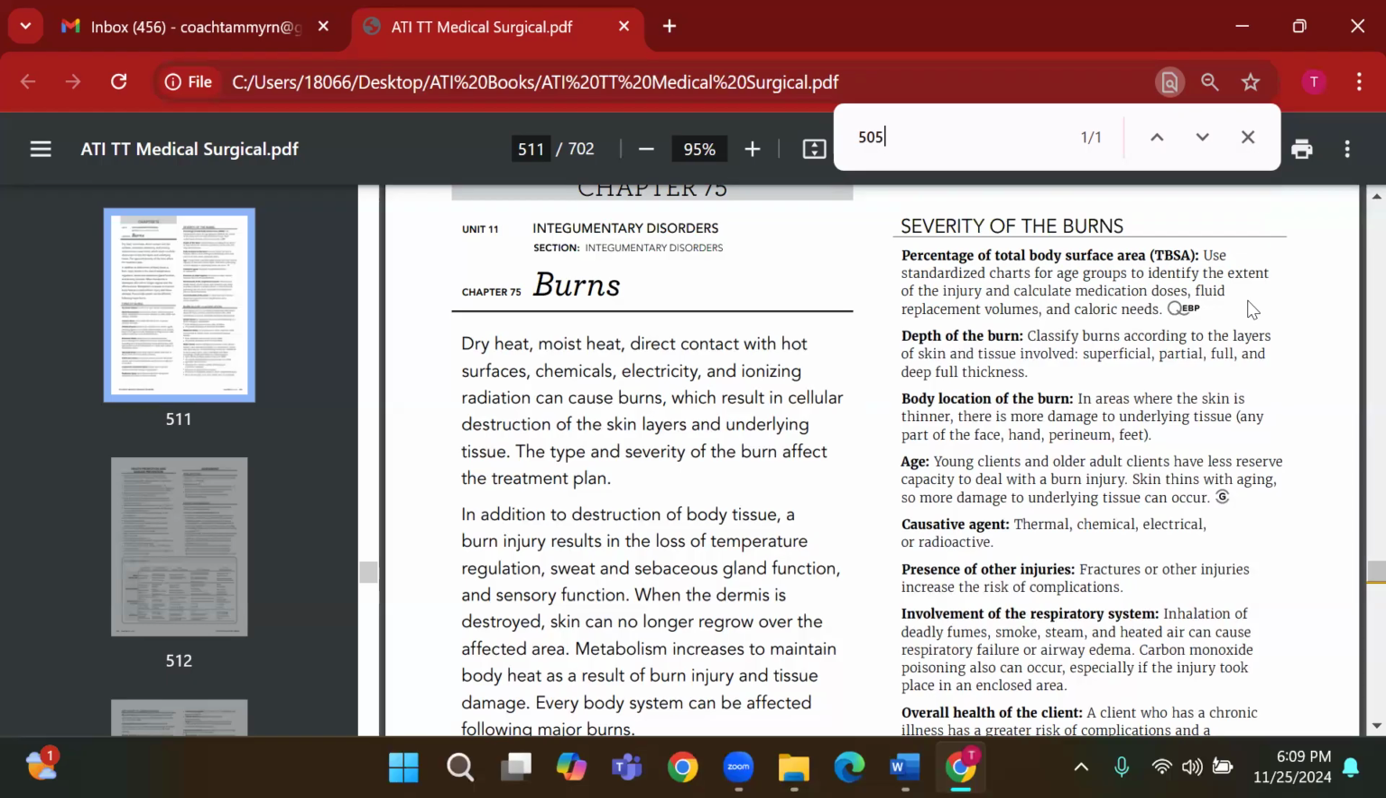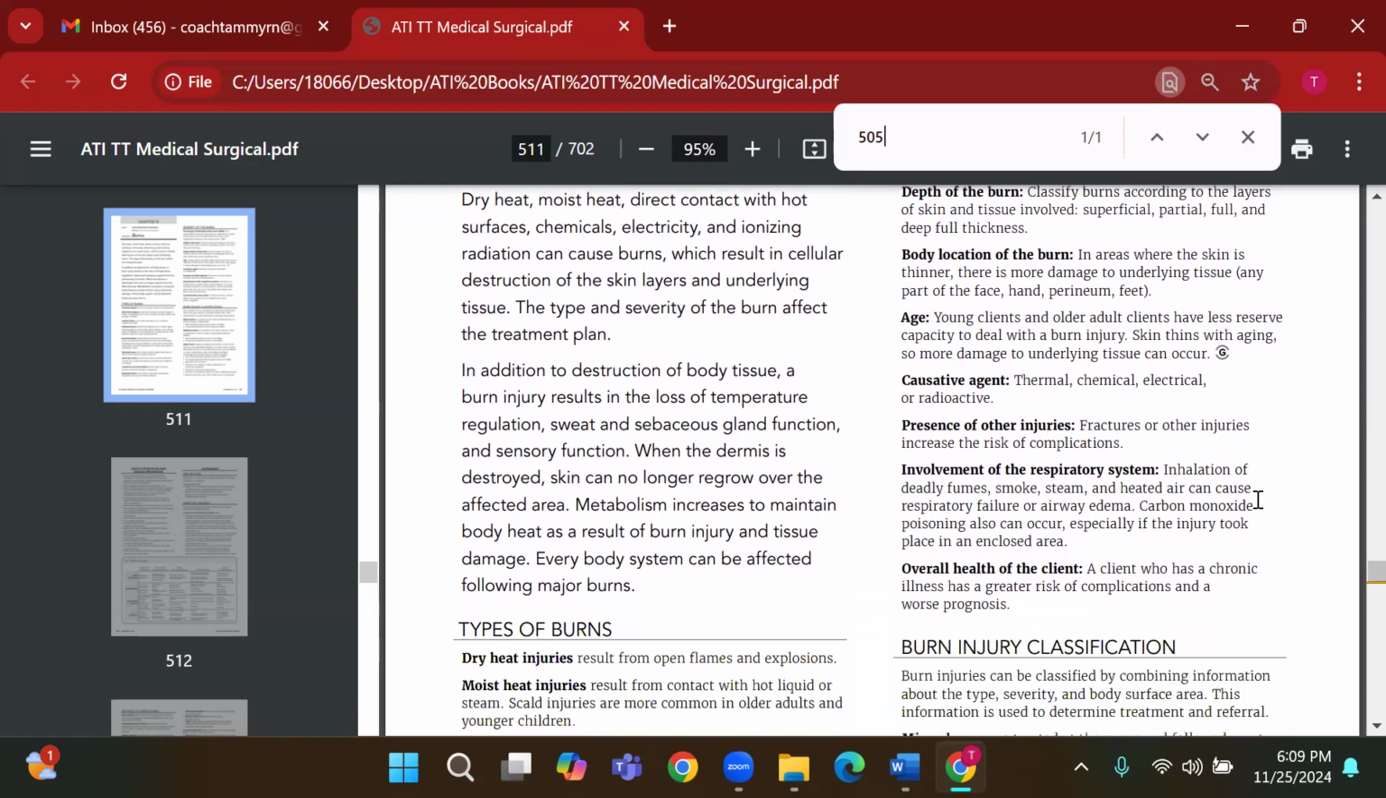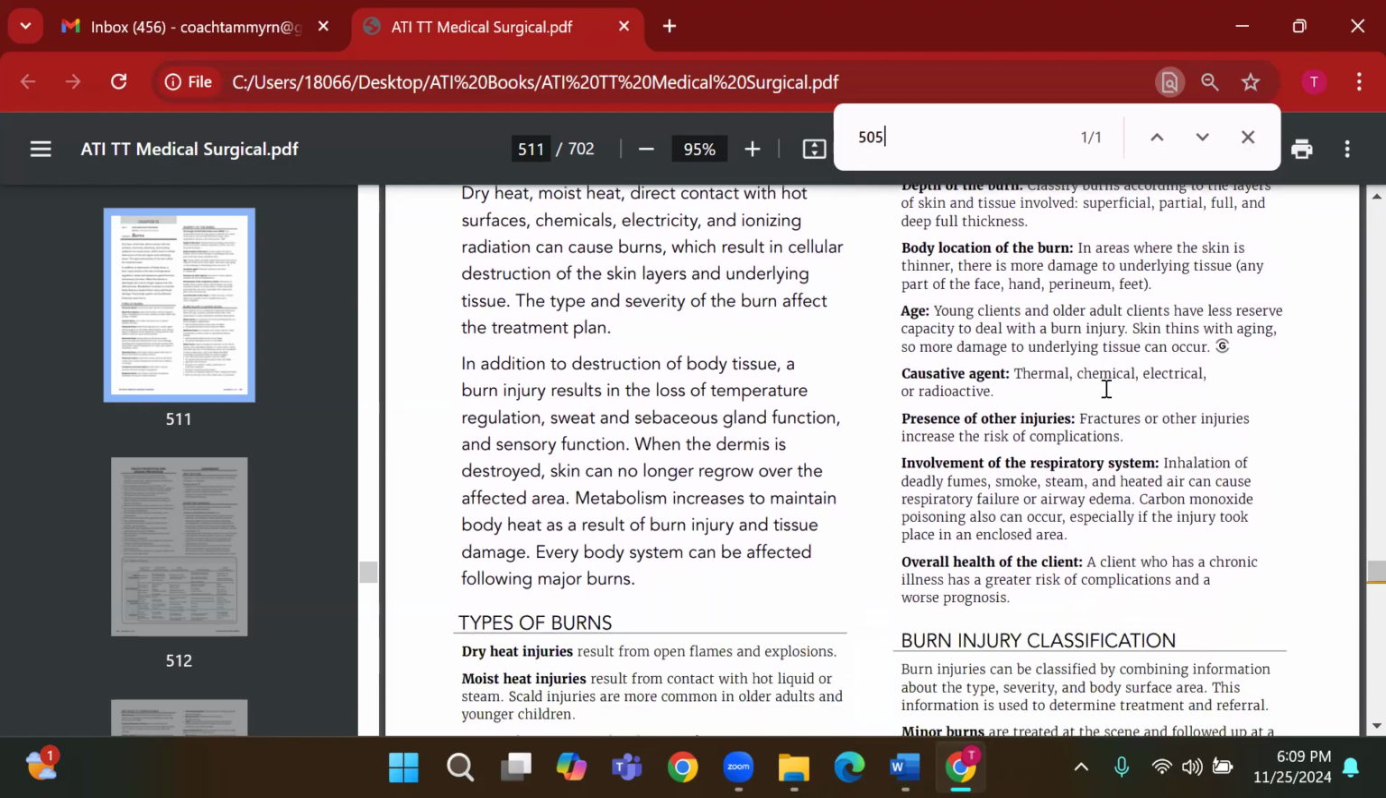And so we have to know how many layers of skin were burned and where the burn is on the body, like if it's the hands, the feet, or if it's a big percentage of the body. And if you look here, it says young clients and older adult clients have less reserve capacity to deal with a burn injury. Skin thins with aging, so there's more damage to the skin. And just like I said earlier, it could be a thermal burn, a chemical, electrical, or radioactive burn. It could be any of those.